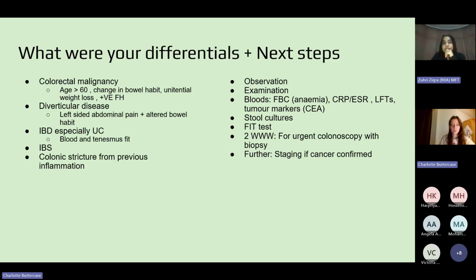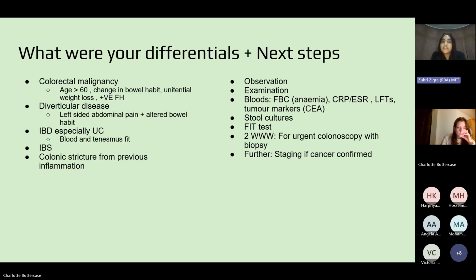Yeah, give us one in the chat. Perfect. Yeah, colorectal cancer, IBD, diverticulitis. Perfect. That's good. And did anyone get into communicating next steps with their patient, what they would have done? Yeah, perfect. 2-week wait then. Good. So I think the main differential here was, your colorectal malignancy is something you have to rule out. They're over 60, they've had this change in bowel habit and unintentional weight loss. It's ticking all the red flags, isn't it?